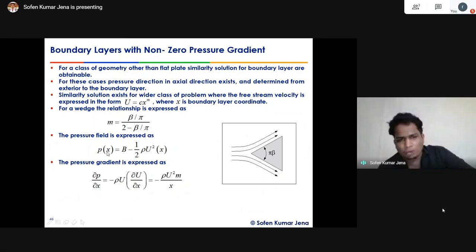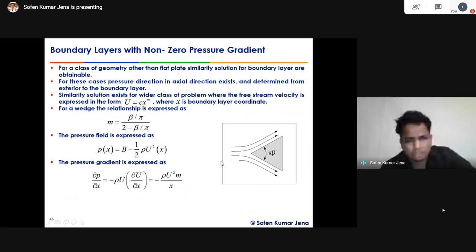Once that is there, just like from Bernoulli's equation, we can find the pressure field, using a mechanical energy balance. Pressure energy plus kinetic energy is some constant, the Bernoulli constant: p by rho g plus v square by 2g plus z. Here we neglected the elevation, and multiplying by rho, g is not there because elevation is not there. So p of x is equal to B minus half rho U square of x, where U is the free stream velocity.